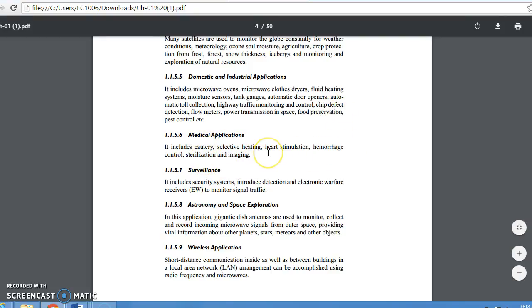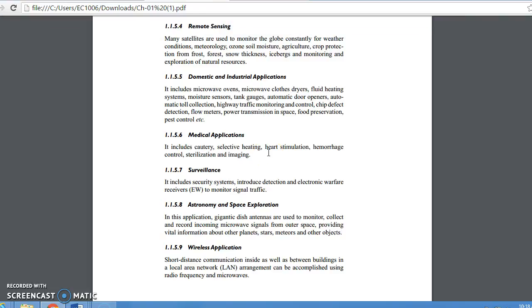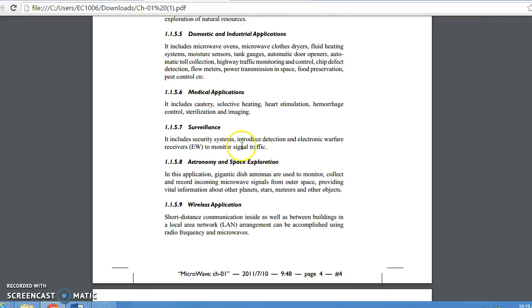In order to selectively cut particular organs, we are going to use the microwave part to cut that particular part in our body. So for that purpose we are going to use these medical applications. Surveillance includes the security system, intrusion detection, and electronic warfare receiver to monitor the signal traffic.